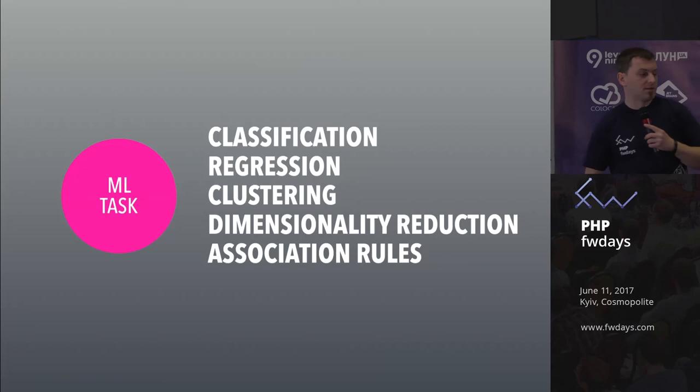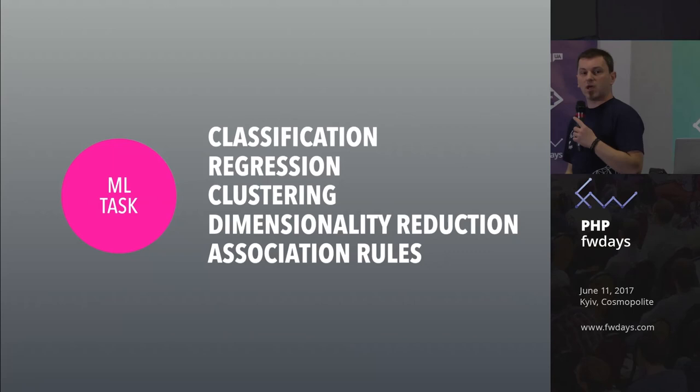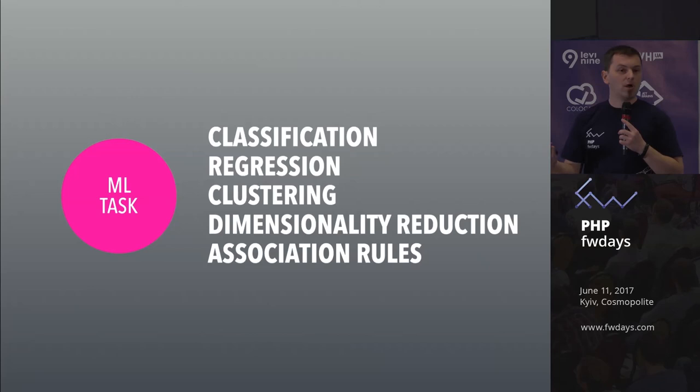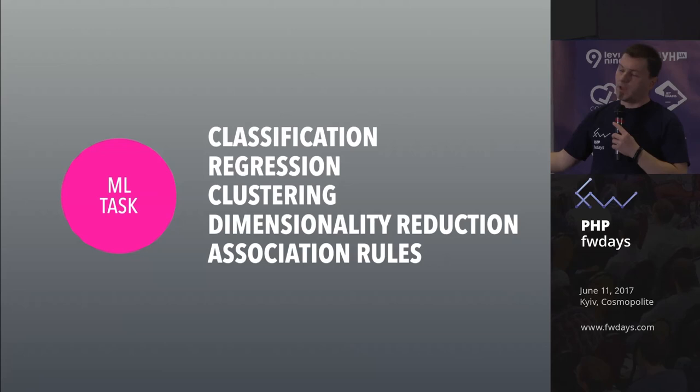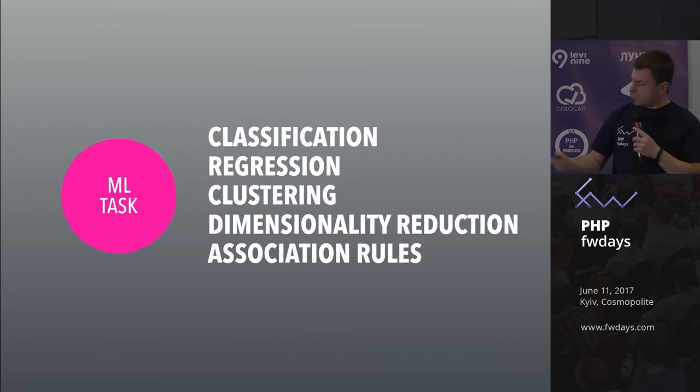Or use dimensionality reduction. If I've got 100 columns in Excel and I would like to draw a two-dimensional picture, is it possible? No. You need to apply dimensionality reduction. You need to prepare new features based on the previous features. Or finally, maybe you would like to get some association rules.